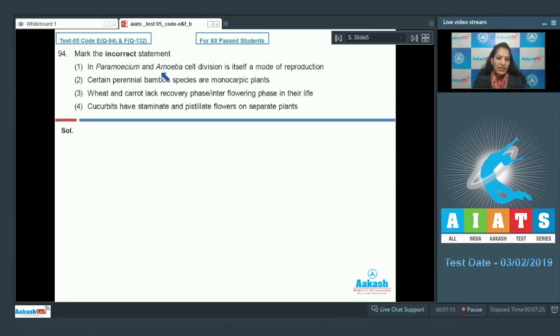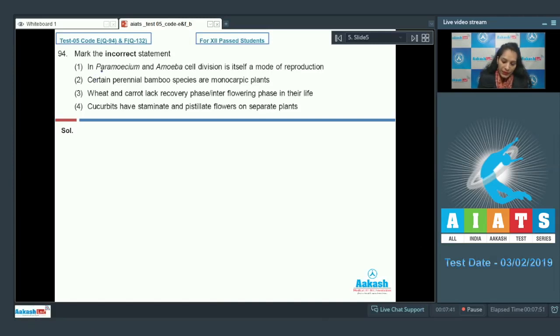First option, in paramecium and amoeba, cell division is itself a mode of reproduction. Second, certain perennial bamboo species are monocarpic plants. Third, wheat and carrot lack recovery phase, interflowering phase in their life. Fourth, cucurbits have staminate and pistillate flowers on separate plants. You have to choose the incorrect statement out of the following given statements.